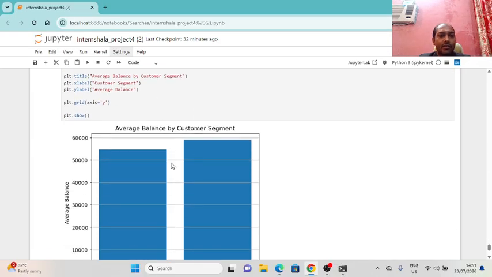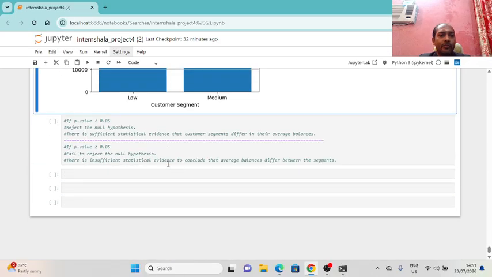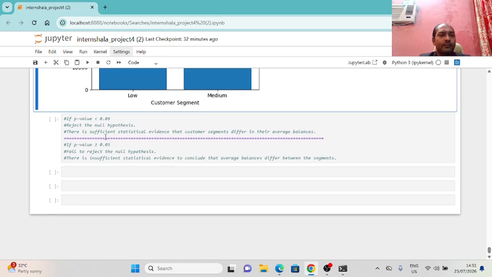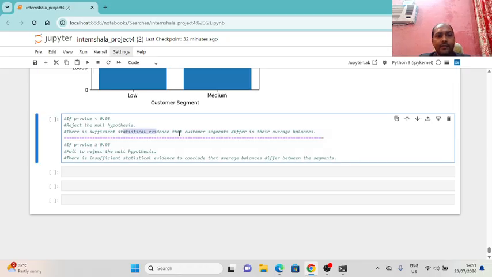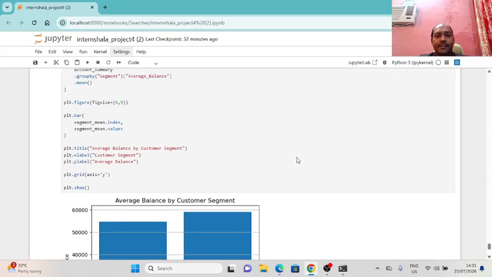And then I have plotted this graph on the basis of the above data. And at last we have calculated the P value, that is less than 0.05. So this rejects the null hypothesis, and there is sufficient statistical evidence that customer segments differ in their average balance. And if the value is above 0.05, then we fail to reject the null hypothesis, and there is insufficient statistical evidence to conclude that average balance differs between the segments.